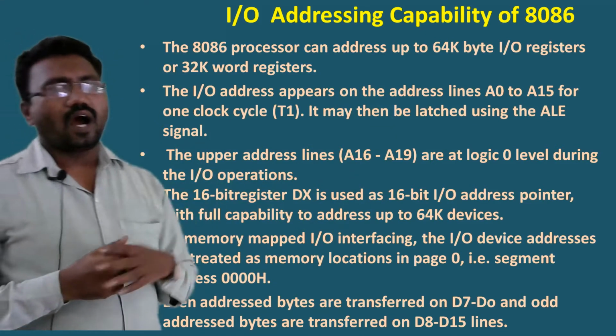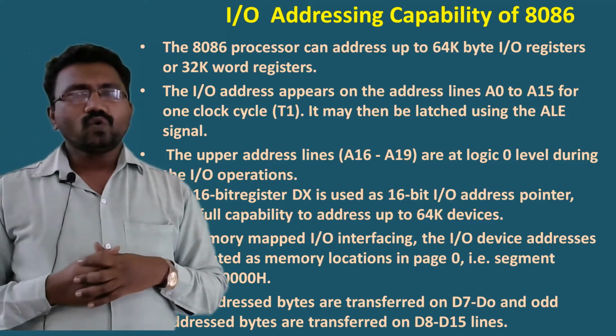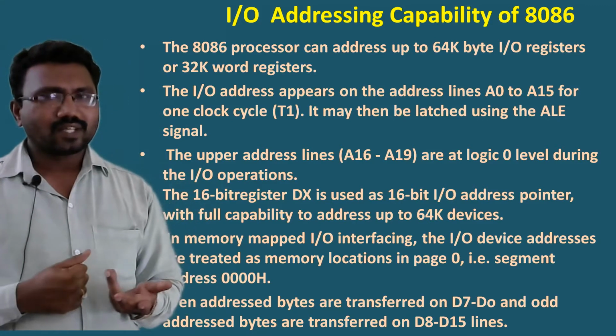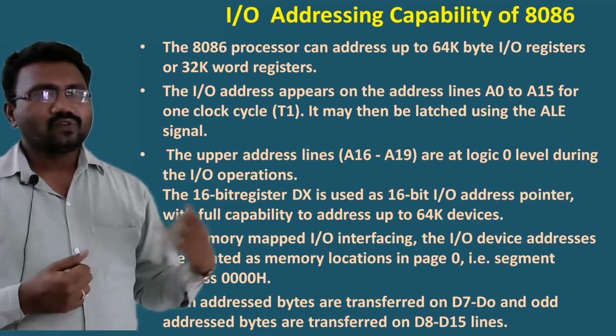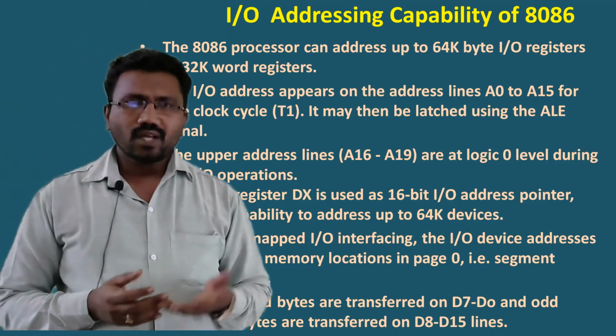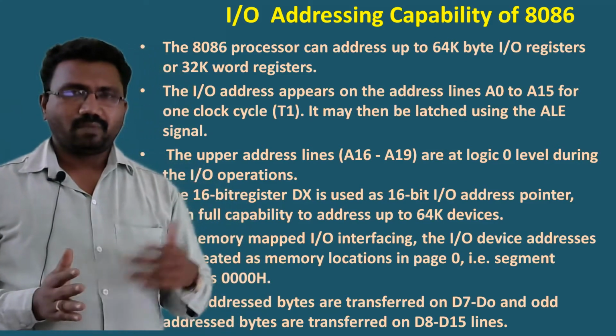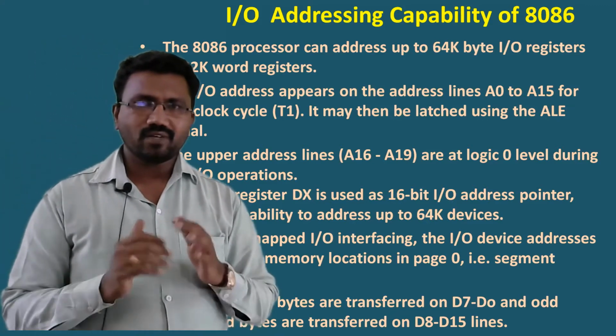Then the I/O address appears on the address lines A0 to A15 for 1 clock cycle, T1. It may then be latched using the ALE signal. So here, for memory operations and I/O operations, the address bus is common. For memory access and I/O access, the address bus is common in 8086.